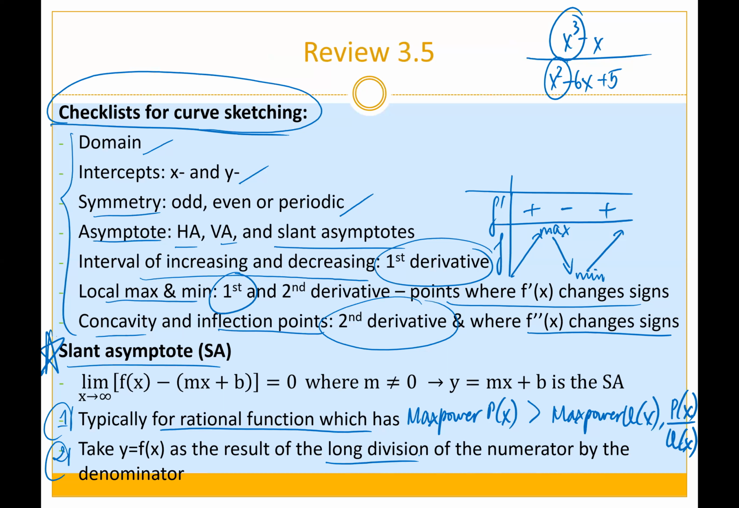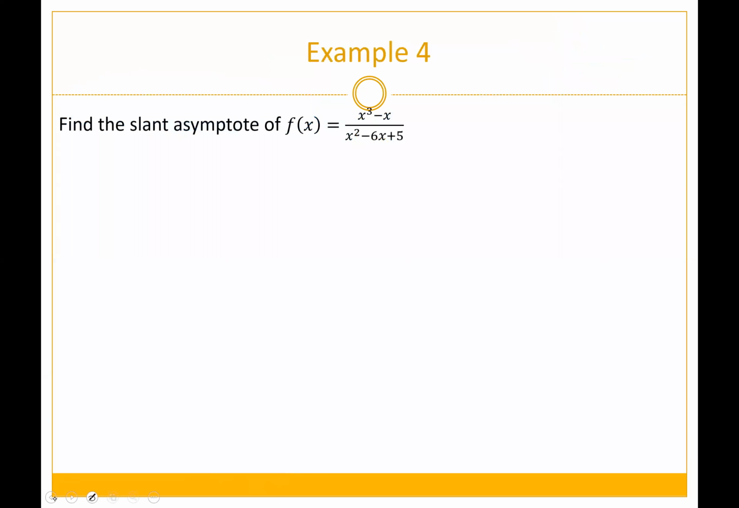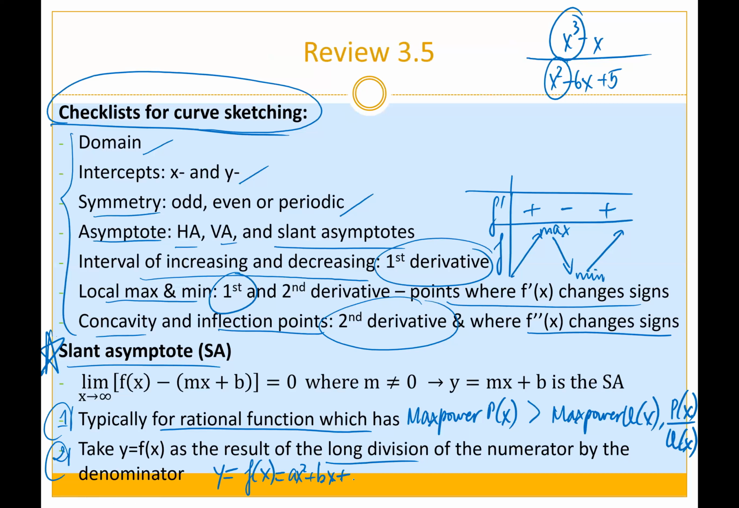So when you do the long division, what you end up having is y equal f(x). It can be ax squared plus bx plus c, or it can be mx plus b, or it can be anything, as long as the numerator has a higher power than the denominator. In one case, if the result of the long division is mx plus b in the form of a straight line, and you take the limit as x approaches infinity of f(x) minus (mx plus b) equal to 0, then this is the most common slant asymptote that you're going to see.